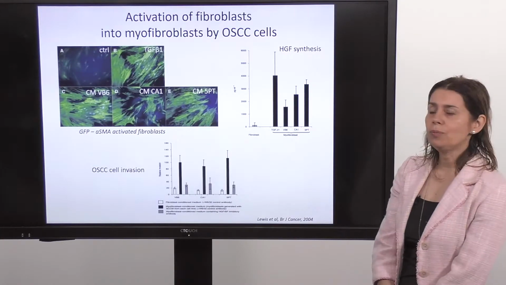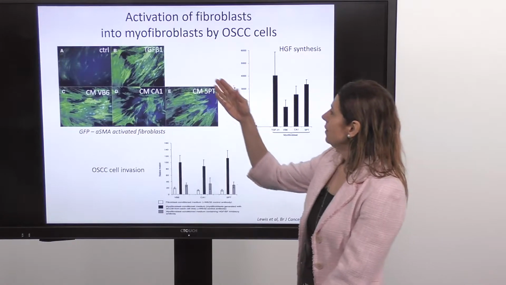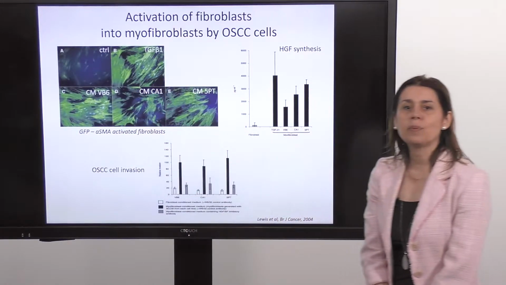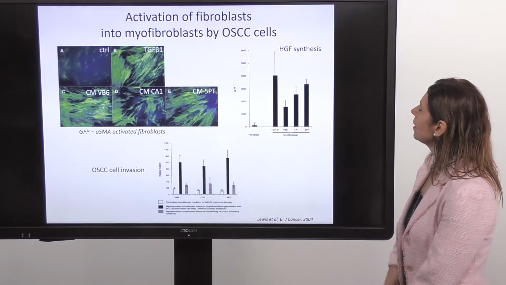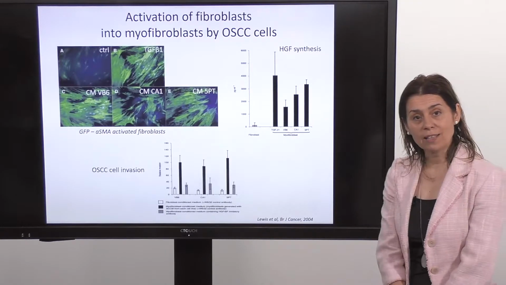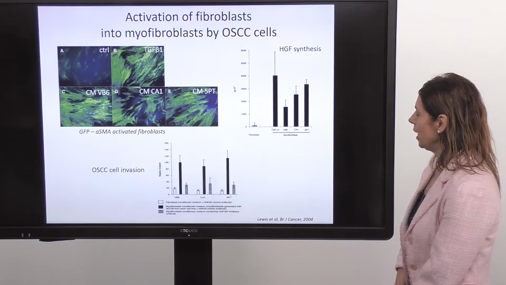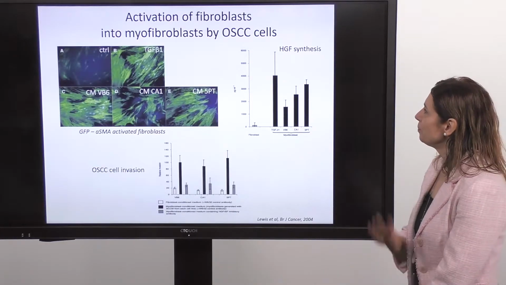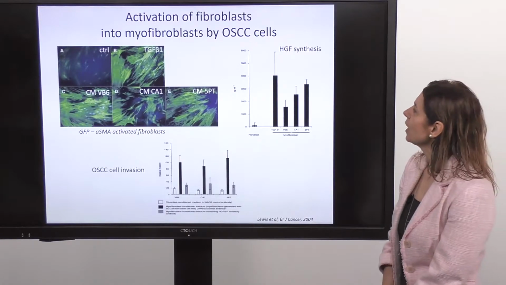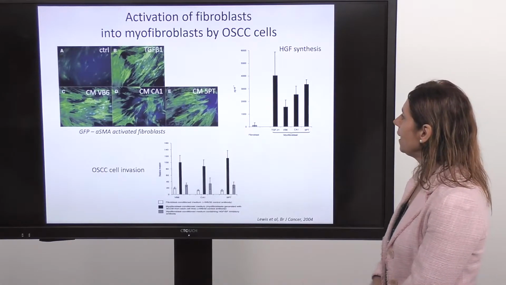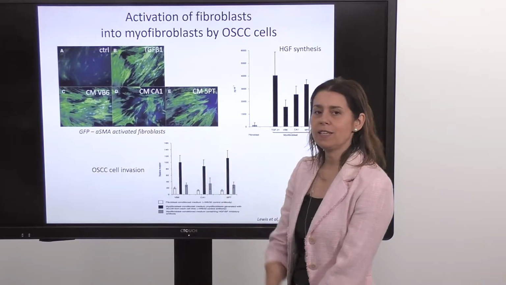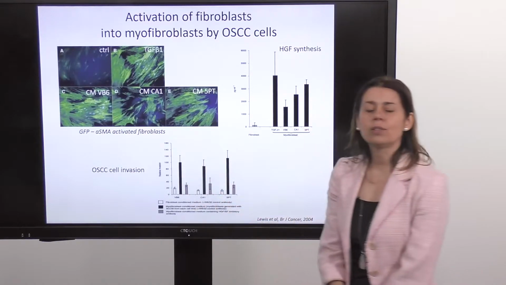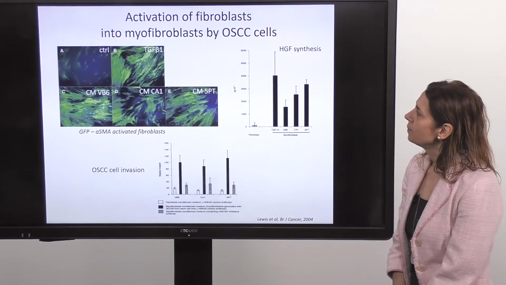They could show that the fibroblasts stimulated to express alpha smooth muscle actin also synthesize high amounts of hepatocyte growth factor. This seemed to be a growth factor that appears again and again in the topic of fibroblasts, either normal or cancer-associated fibroblasts. And these fibroblasts, once activated, were able to stimulate the invasion of the oral squamous cell carcinoma.